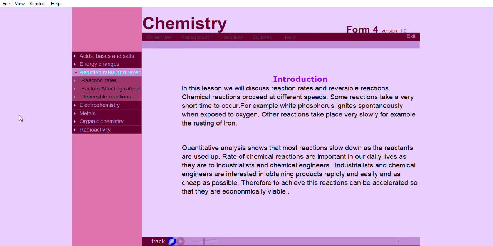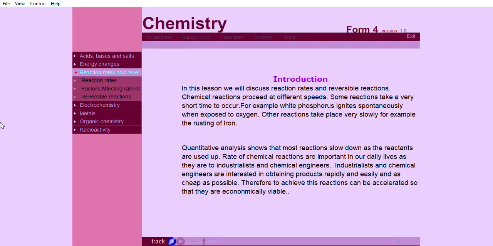In this lesson, we will discuss reaction rates and reversible reactions. Chemical reactions proceed at different speeds. Some reactions take a very short time to occur. For example, white phosphorus ignites spontaneously when exposed to oxygen. Other reactions take place very slowly, for example, the rusting of iron.